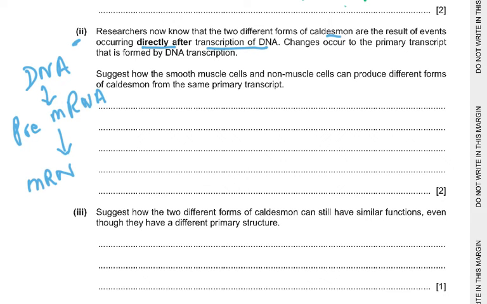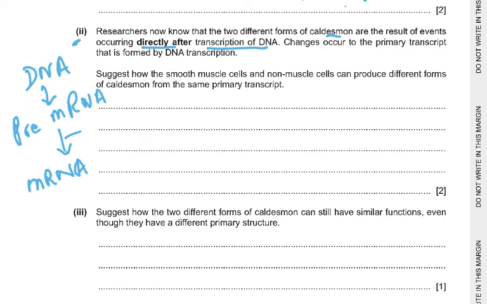What happens from pre-mRNA to mRNA? What is the difference? Here introns are removed and then the exons are put together. Now the exons can be put together in different combinations. Like there are 6 exons, so you have 1, 2, 3, 4, 5, 6, but you can have it 1, 3, 2, 4, 5, 6. So the exons can be joined together in different combinations, and this is called gene splicing.